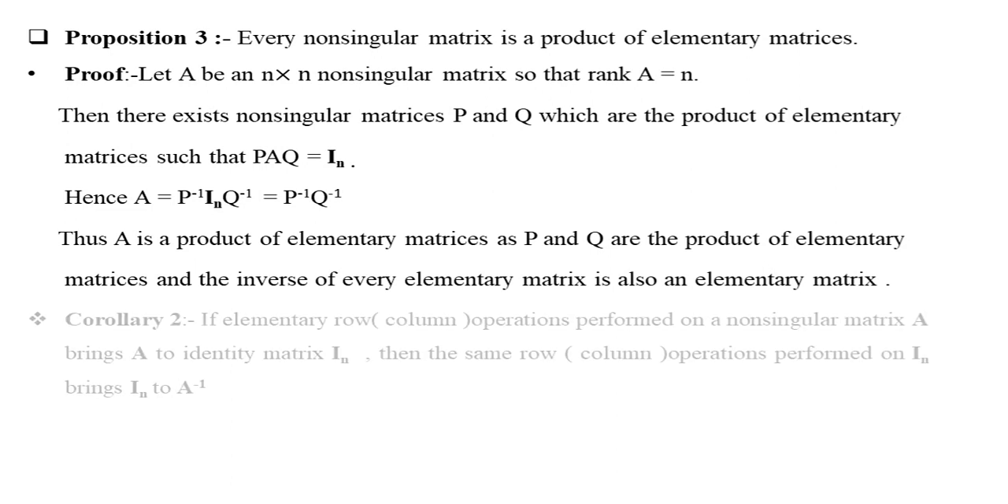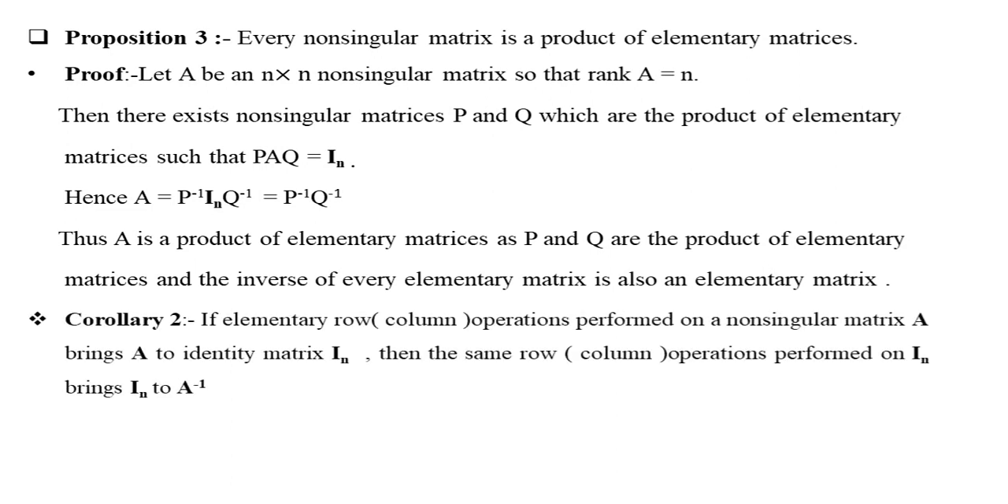Now, we have a corollary. If elementary row or column operations performed on a non-singular matrix A bring A to the identity matrix IN, then the same row or column operations performed on IN bring IN to A inverse. This corollary is used for finding the inverse of A. We write A and IN together, A on the left hand side and IN on the right hand side, then perform the same elementary row operations or column operations on both A and IN. So finally we convert A to IN and then automatically we get A inverse on the right hand side.